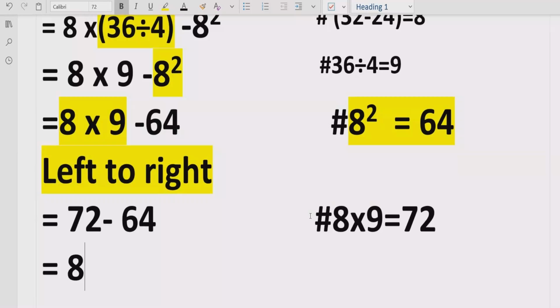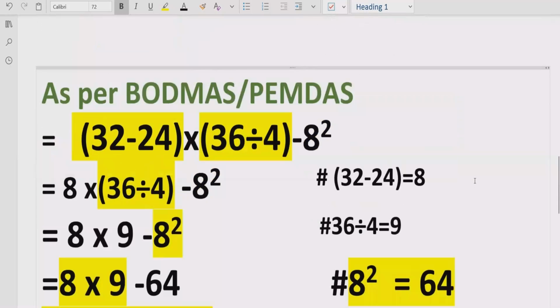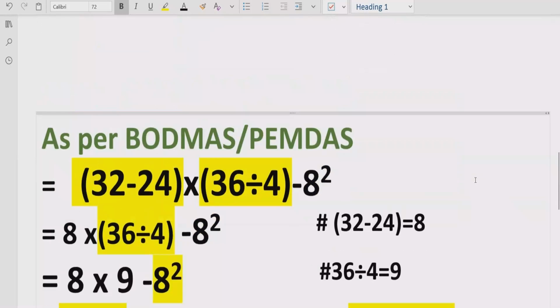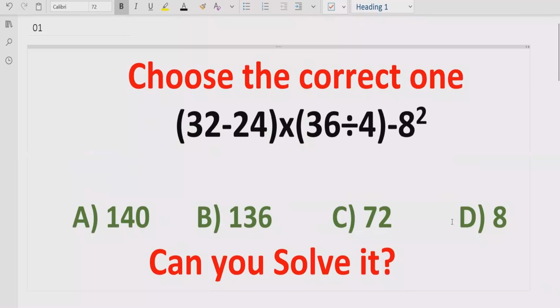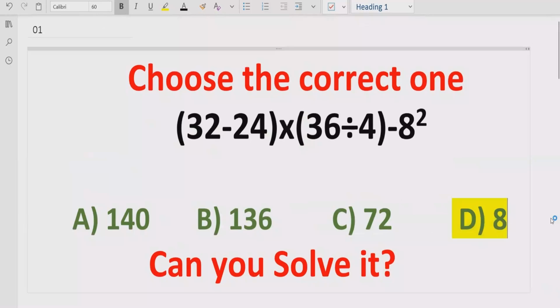I hope you understand how you can solve this expression using the PEMDAS and BODMAS rule and get the correct result. If you see the answer list, answer D is the correct answer.